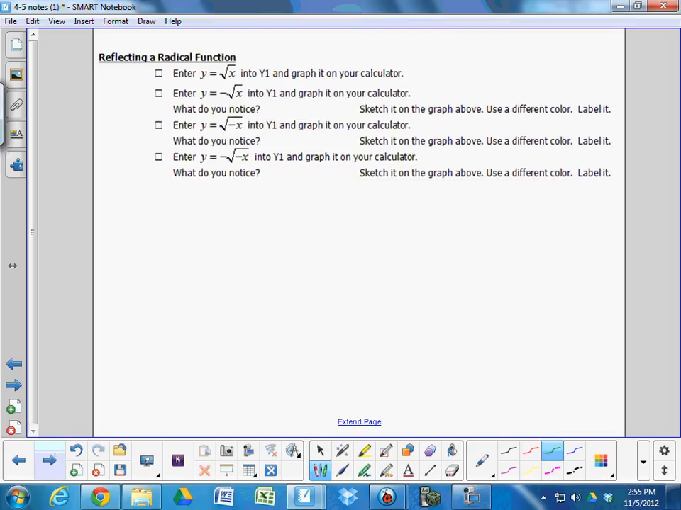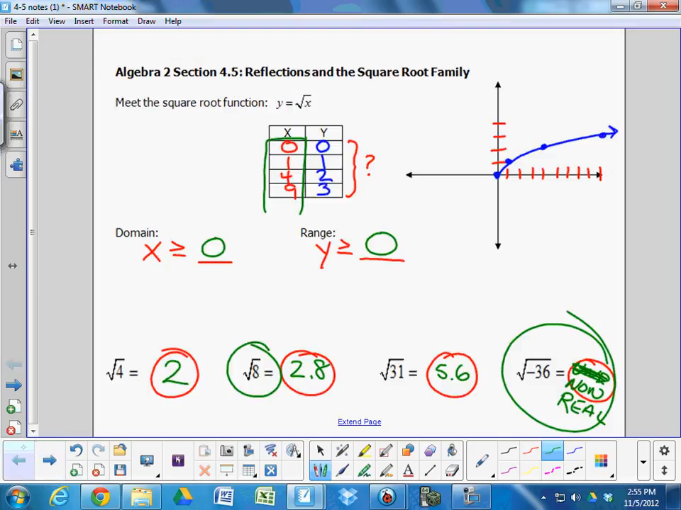Next, you are to enter these into your calculator, so go ahead and do that if you're watching the video at home. Enter these into your calculator, and then sketch the graphs on the grid here in 4 different colors. Go. Press pause and do that.